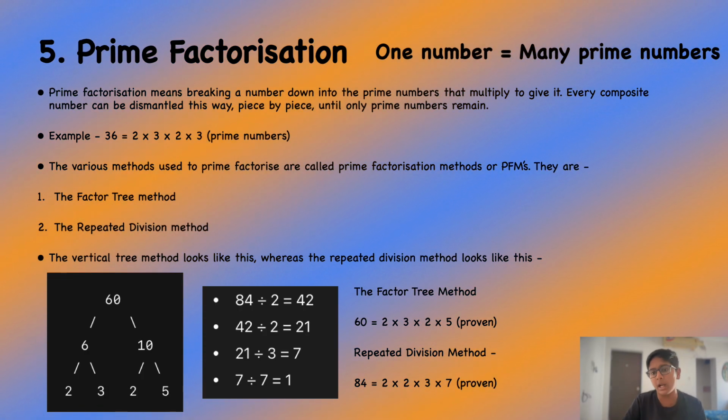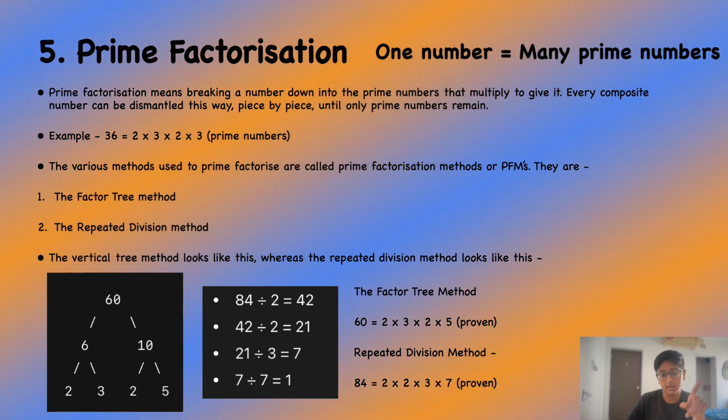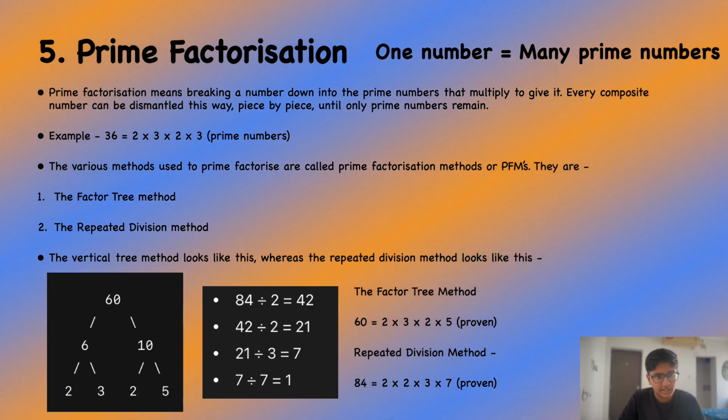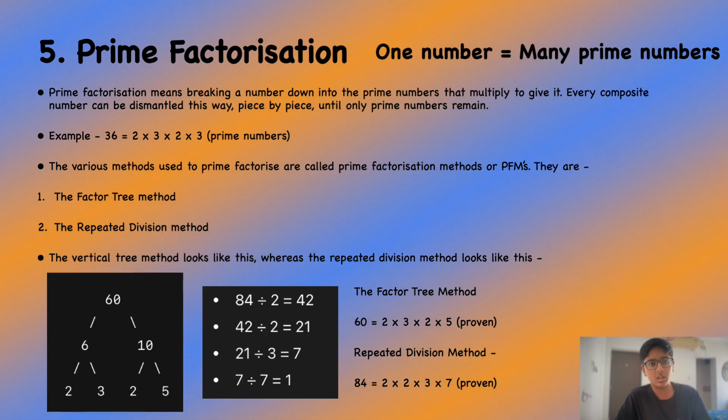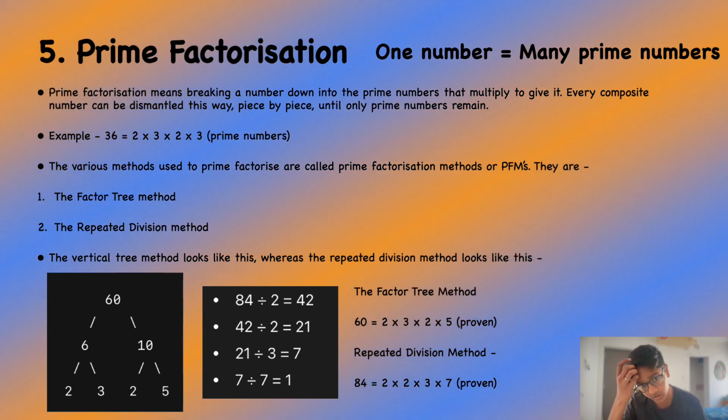Basically expanding. When we were small, we used to expand 1000 into 1000, 100, 10 and 1. Here it is almost the same thing, but with multiplication. So there are two methods in 6th grade to learn how to do prime factorization. The one is the vertical tree method and the other one is the repeated division method.